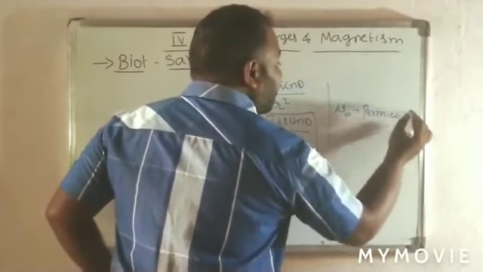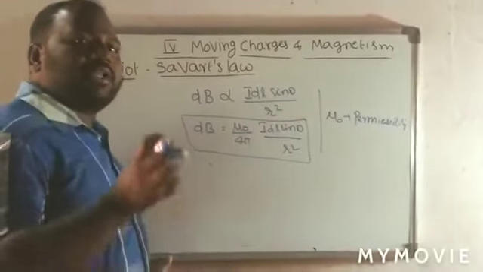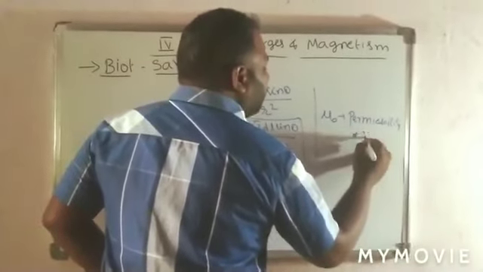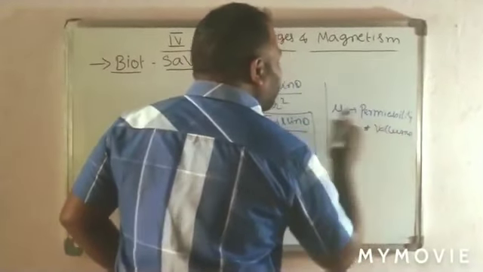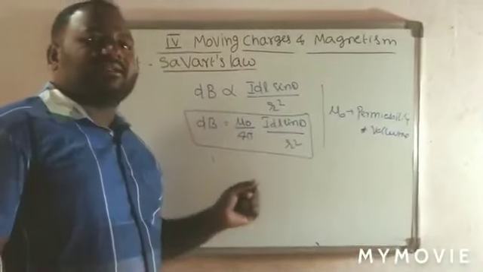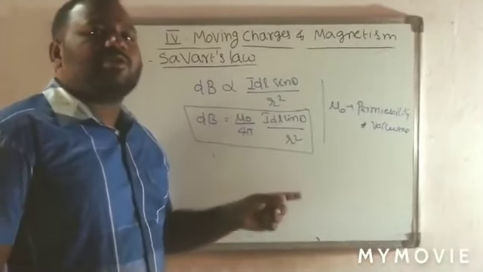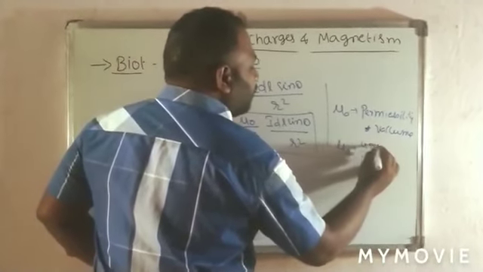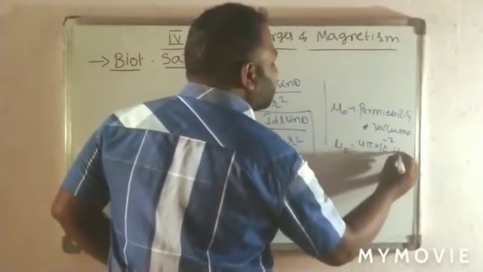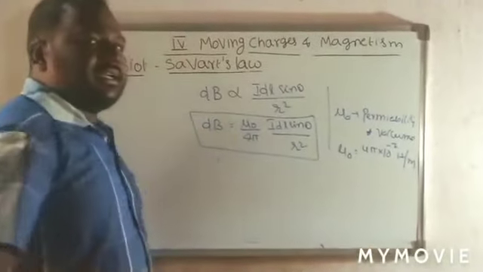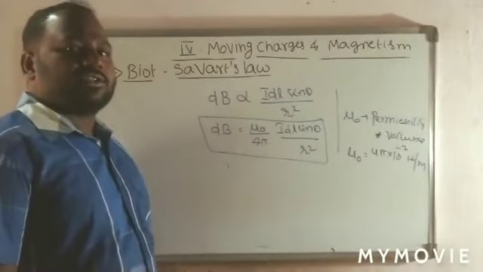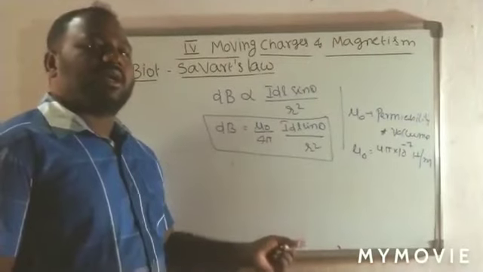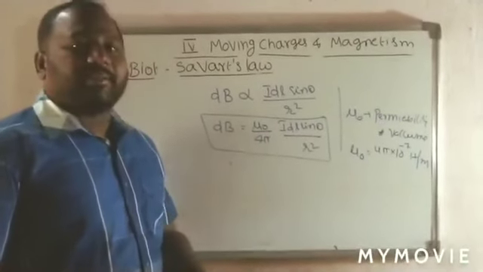permeability. In electric fields we have epsilon naught, that is the permittivity of free space. Here mu naught is the permeability of free space or vacuum. Remember, there epsilon naught is the permittivity of free space, and here mu naught is the permeability of free space. Here the mu naught value is 4 pi into 10 power minus 7 Henry per meter, and the epsilon naught value is 8.85 into 10 power minus 12 farad per meter. Here permeability mu naught is 4 pi into 10 power minus 7 Henry per meter.